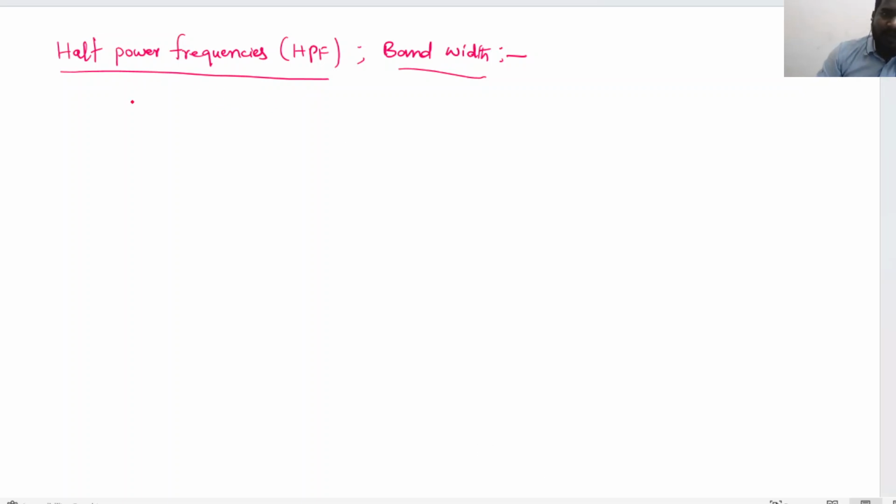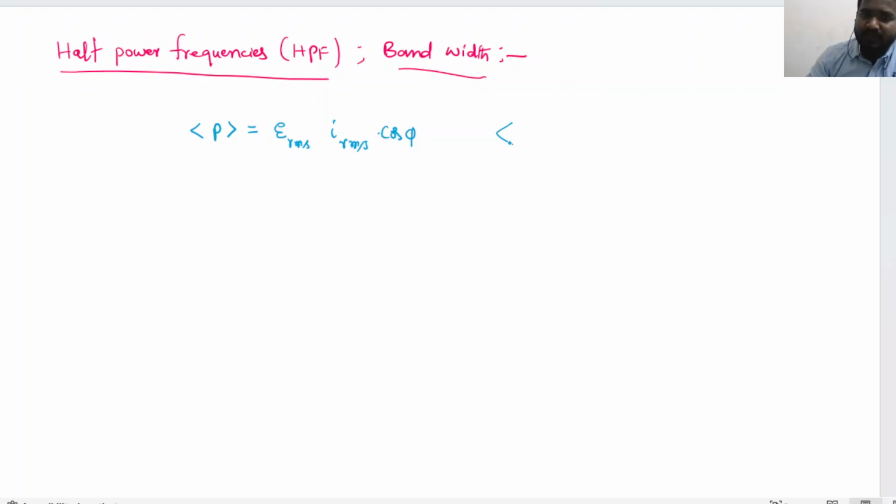Now you can see half power frequencies and bandwidth calculation. First, you can take the average power. The average power consumption in the AC circuit is E RMS times I RMS times cos phi.